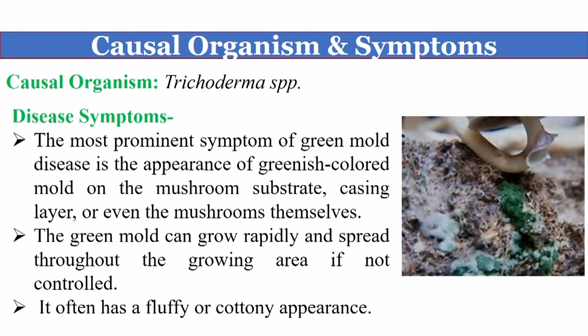Now the causal organism, as you know, the causal agent is trichoderma species. The most prominent symptom of the green mold disease is the appearance of greenish colored mold on the mushroom substrate, casing layers, or even the mushrooms themselves. You can see here in photographs the greenish fungal trichoderma appearance on the substrate as well as the mushroom. The green mold can grow rapidly and spread throughout the growing area if not controlled in time.